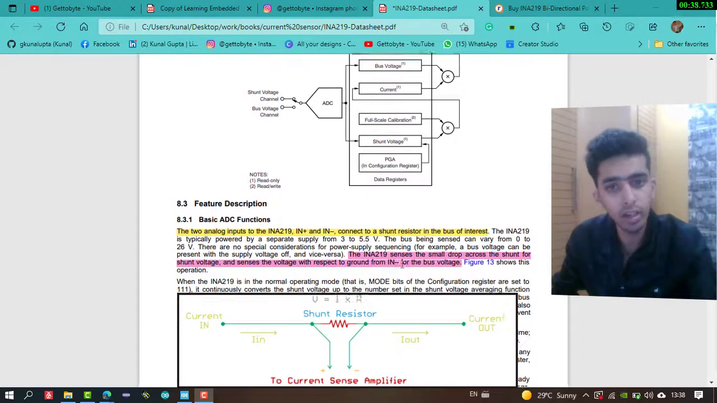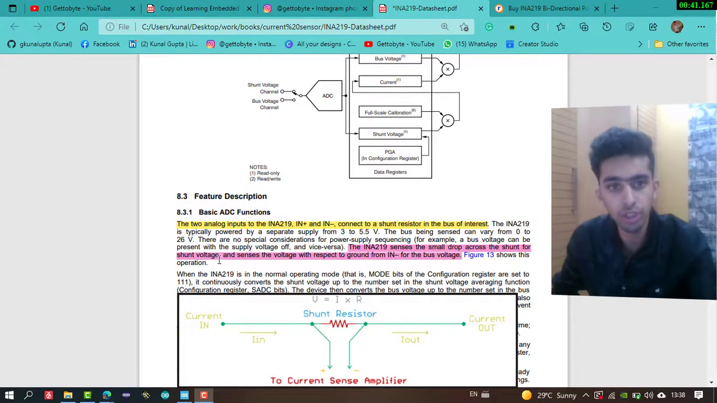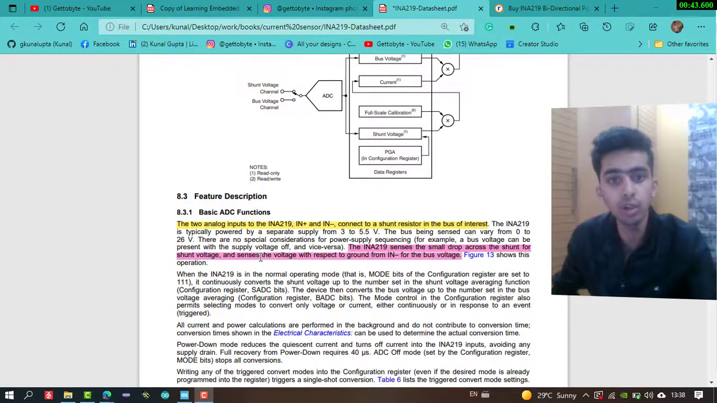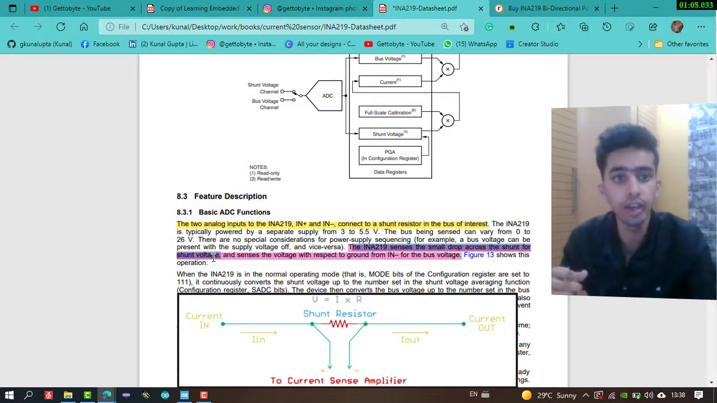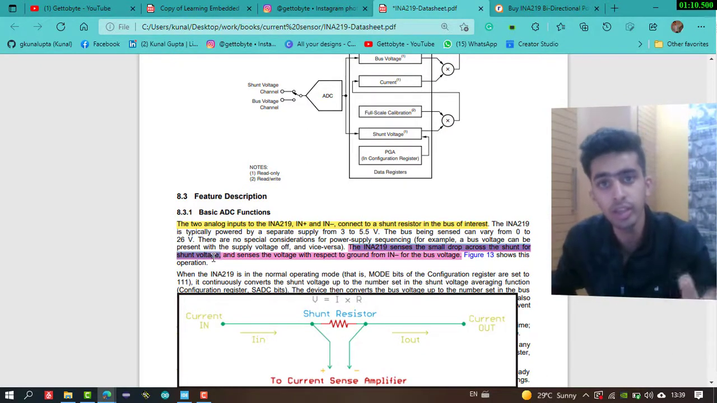Now INA 219 senses the voltage drop across the shunt for the shunt voltage, and senses the voltage with respect to ground from the negative input for the bus voltage. From this we will get the current value across the shunt and the load current. Why? Because the voltage across my shunt resistor is directly proportional to the current flowing through it, and that small shunt voltage is amplified to a higher voltage and then fed to the ADC.